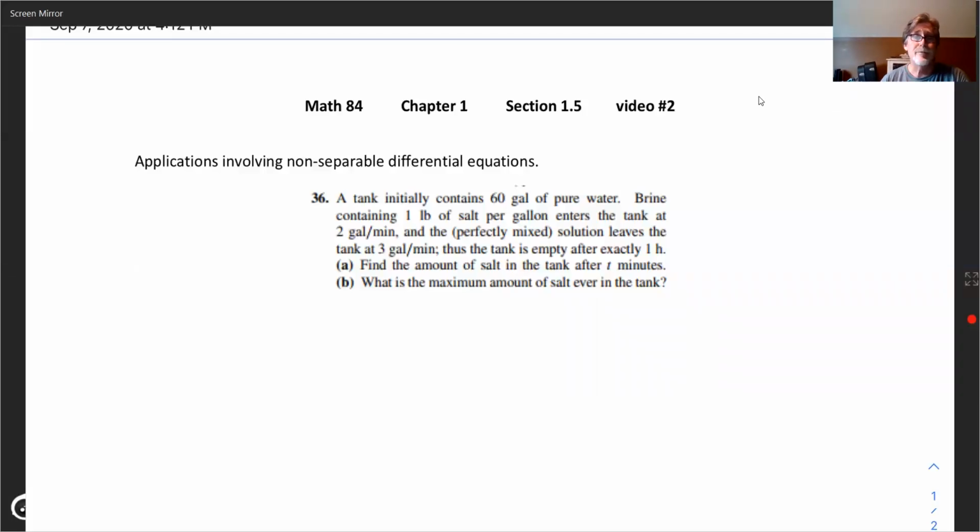Okay, let's take a look at an interesting application of differential equations. It's a mixing problem. Let's read it together. This is from section 5, and it's the very end of what we study in chapter 1.